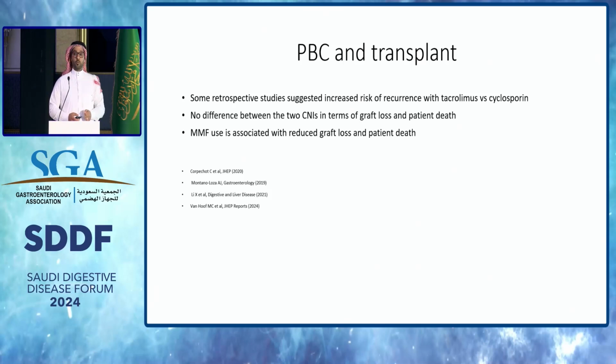There were some retrospective studies that suggested increased risk of PBC recurrence with tacrolimus compared with cyclosporine, but we know from recent studies that actually there is no difference in graft and patient survival between the two CNIs. MMF use in addition to CNI was associated with improved outcomes, and we'd like to keep those patients on Ursodiol, since it might decrease the chances of PBC recurrence.